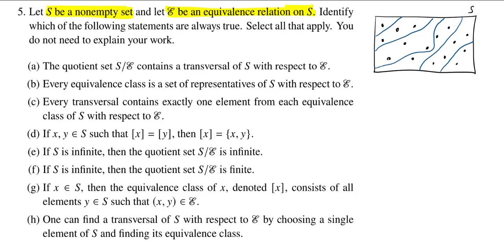This question is asking about quotient sets and transversals. So first, what is a transversal? A transversal is where I would go through and pick one element from each equivalence class. So there's one. Now here I have 3 choices, doesn't matter. I'll pick this one, and maybe this one, and this one, this one, and this one. So I pick one from each. A transversal contains one element from each equivalence class. So that's what the blue bit is.